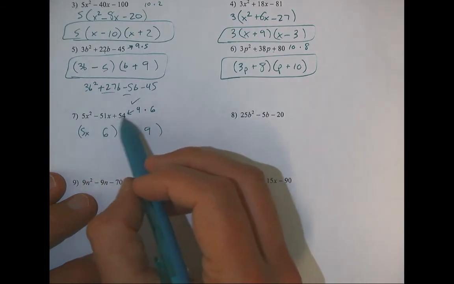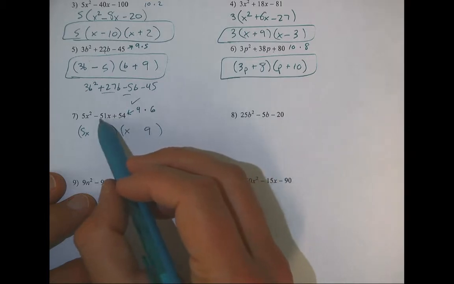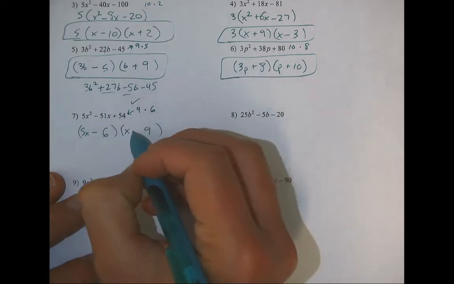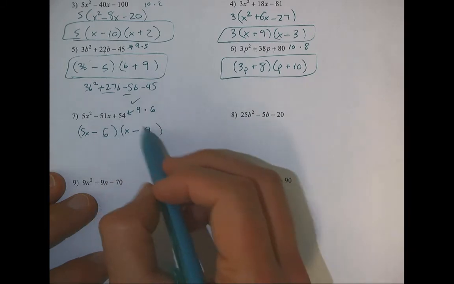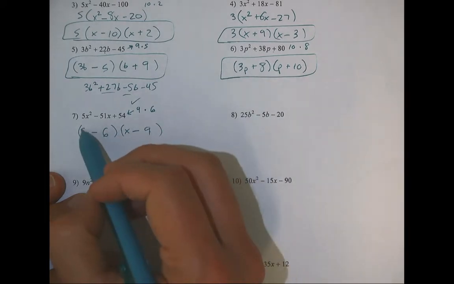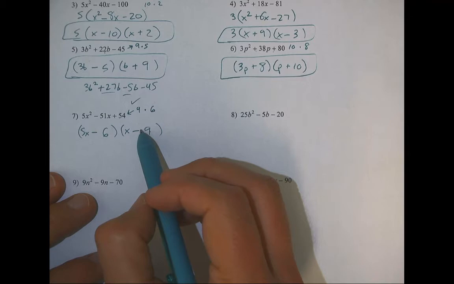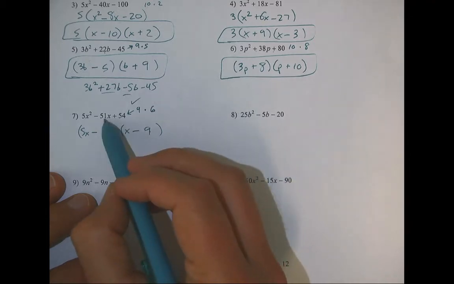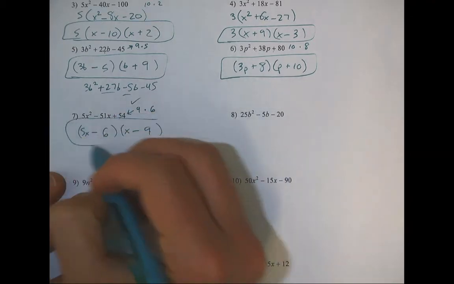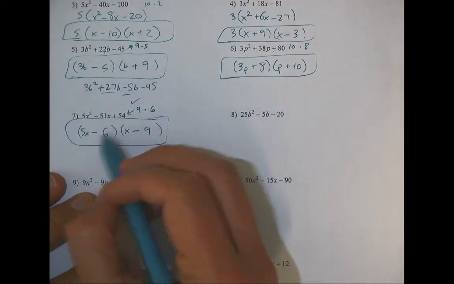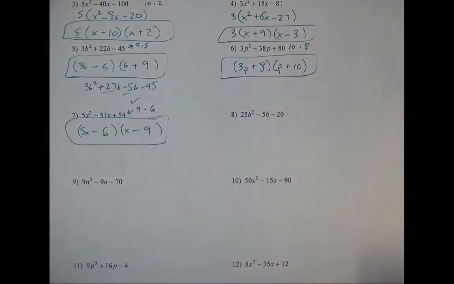Now they're multiplying to a positive, but they're adding to a negative. So I know they're both negative. So I'll get positive 54 through multiplication. But then out here, I'm going to get a negative 45 and a negative 6. Combines to make negative 51x. Remember, you can always run this through, double check it, it'll work.